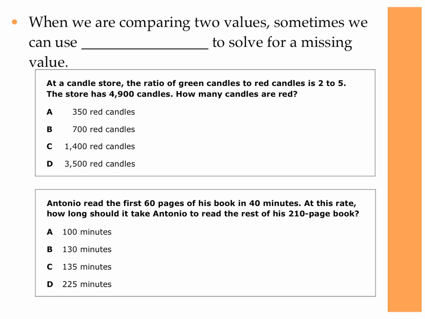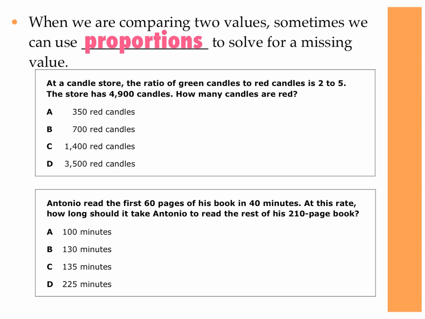This example says when comparing two values, sometimes we can use proportions to solve for a missing value. The first example of this says at a candle store, the ratio of green candles to red candles is 2 to 5. The store has 4,900 candles. How many candles are red?